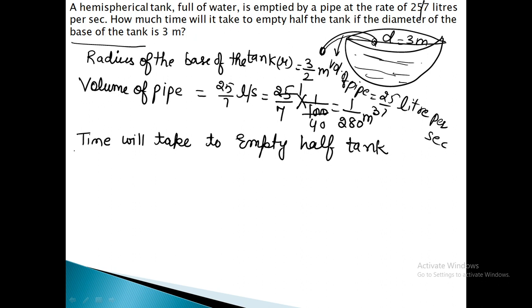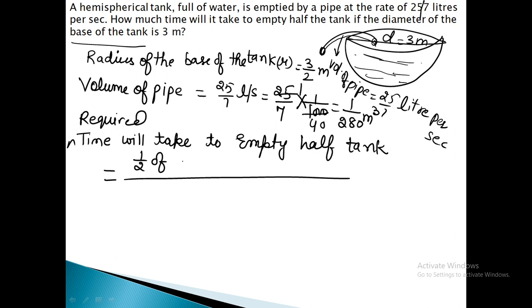The time taken to empty half the tank is the required time. For this we will use this formula. First of all, you have to find half of the volume of the tank, and then divide by the volume of the pipe.